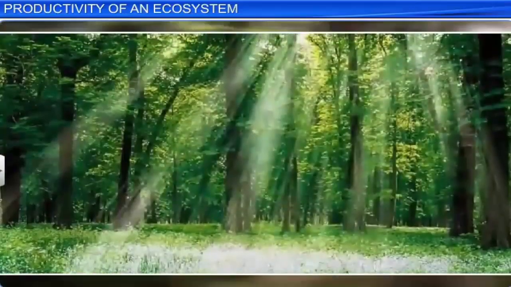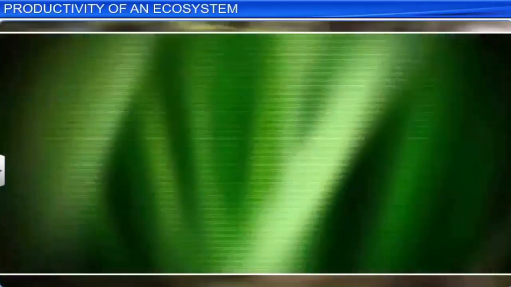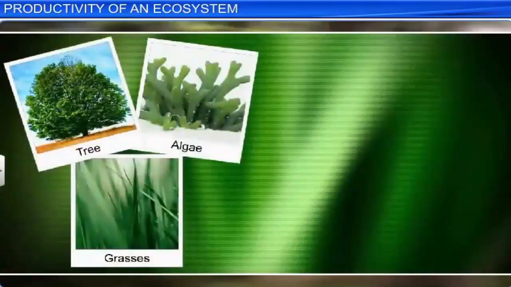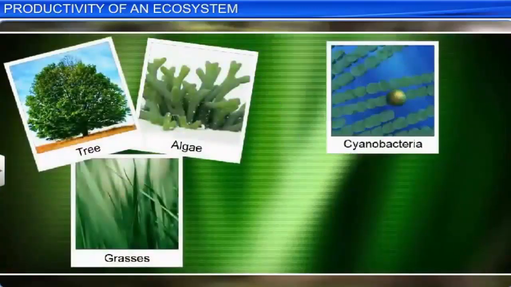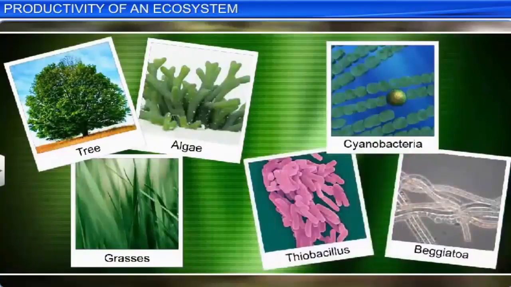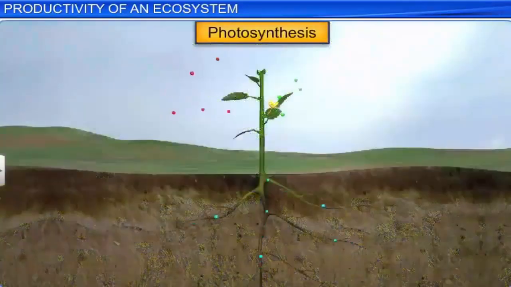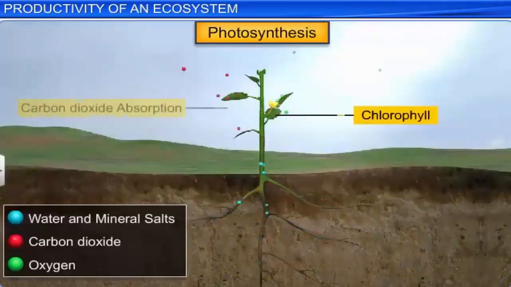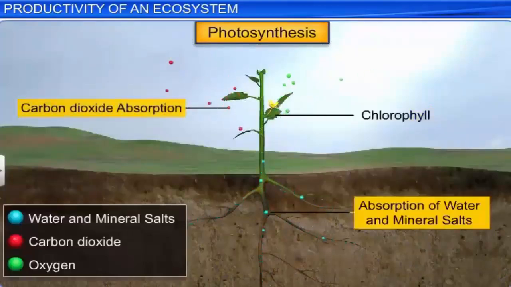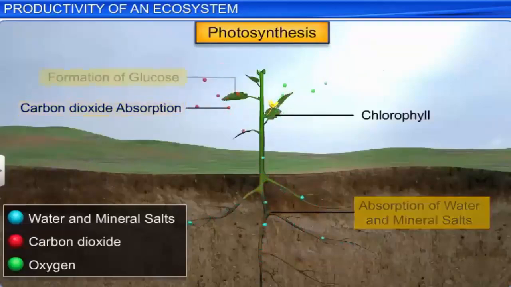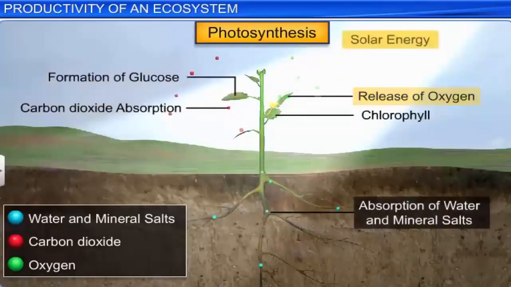They typically include photosynthetically active organisms such as plants, cyanobacteria or blue-green algae, and other unicellular organisms. During photosynthesis, plants use chlorophyll to fix inorganic substances such as water and carbon dioxide into organic substances such as glucose in the presence of sunlight, which acts as the main source of energy. So the light energy of the sun is converted into chemical energy of glucose or sugars.